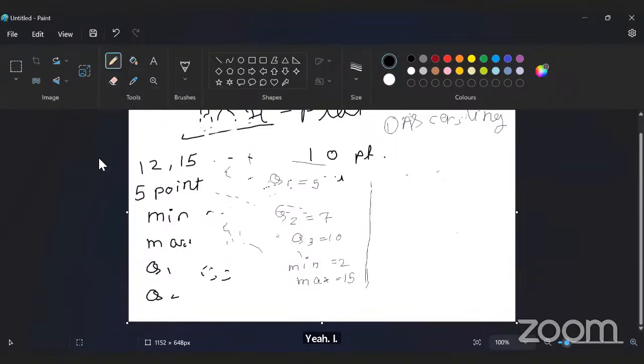Okay. So on the vertical axis, I have one axis where I have some values, say 2, 4, 6, 8, 10, 12, 14, and 16. This should be 16.